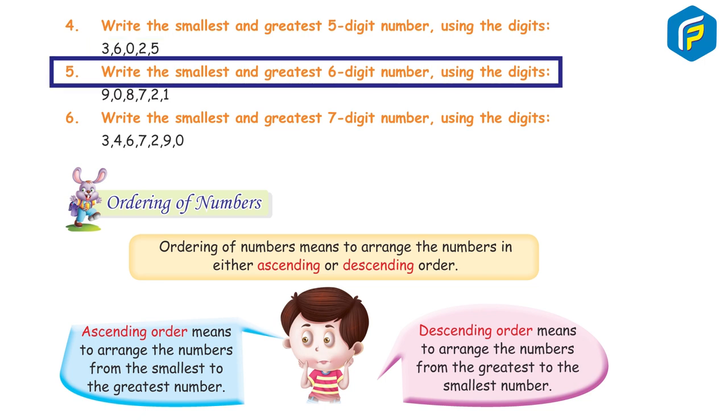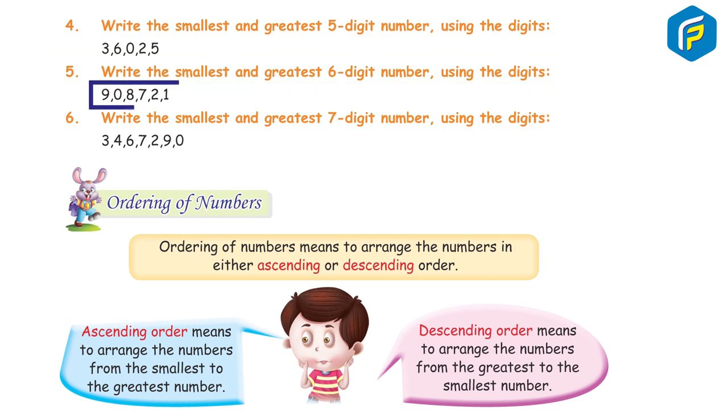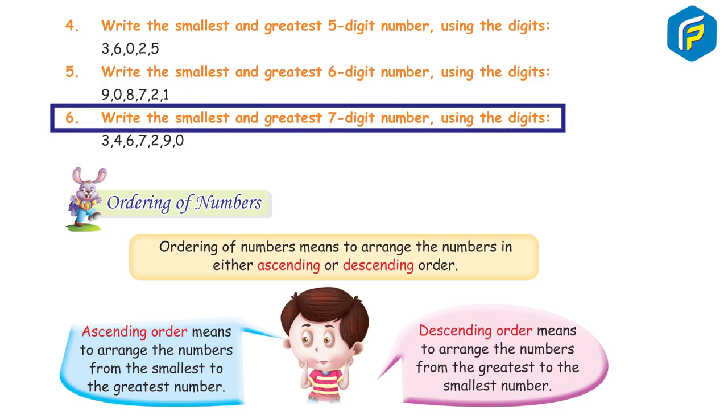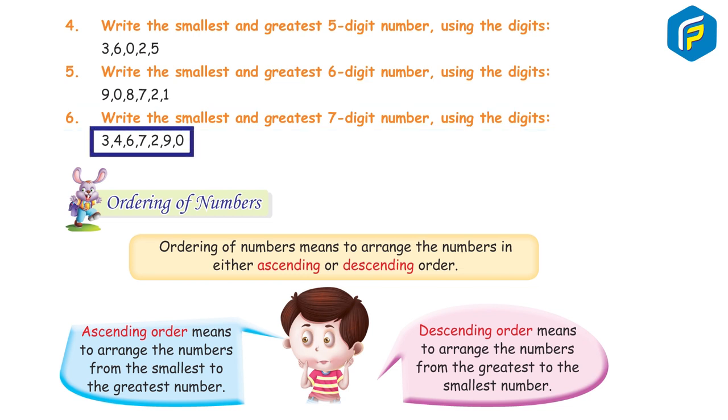5. Write the smallest and greatest 6-digit number using the digits 9, 0, 8, 7, 2, 1, 6. Write the smallest and greatest 7-digit number using the digits 3, 4, 6, 7, 2, 9, 0.